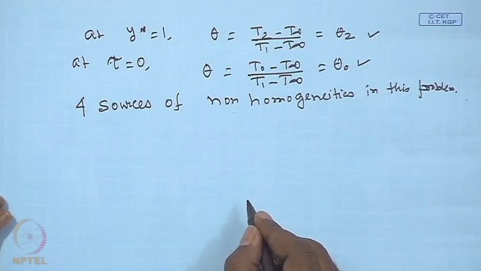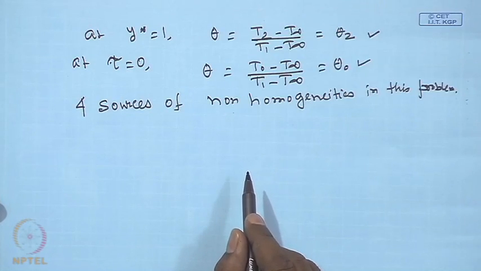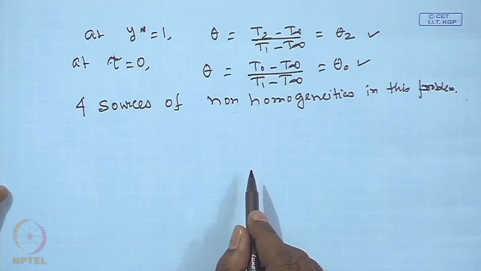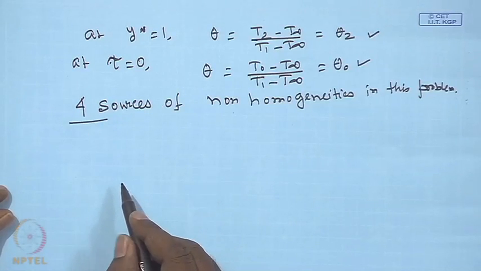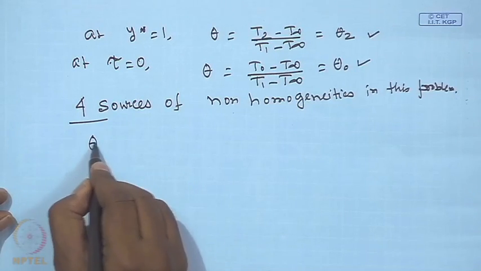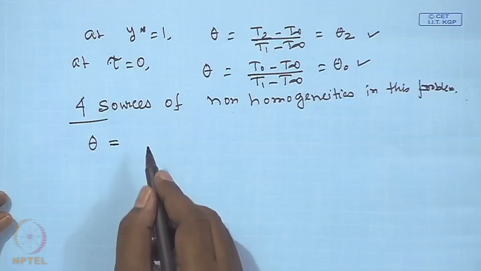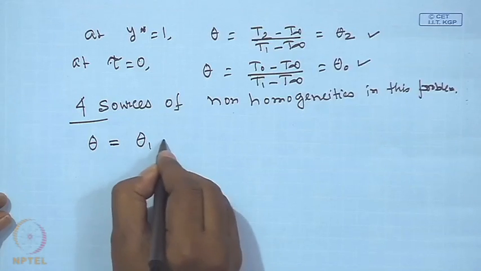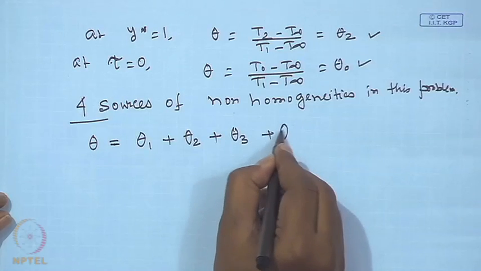If you remember, in the original problem we had 5 sources of non-homogeneities. So, therefore, we have reduced at least one non-homogeneity by doing this non-dimensionalization. Now, since there are 4 sources of non-homogeneity, the original theta will be divided into 4 sub problems considering one non-homogeneity at a time. Let us say theta is equal to theta 1 plus theta 2 plus theta 3 plus theta 4.